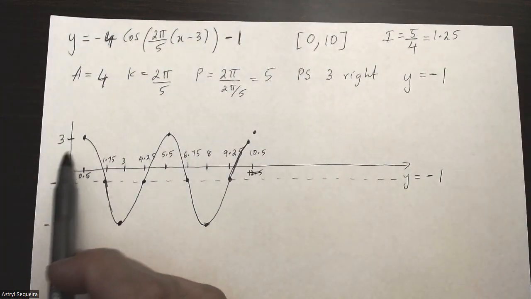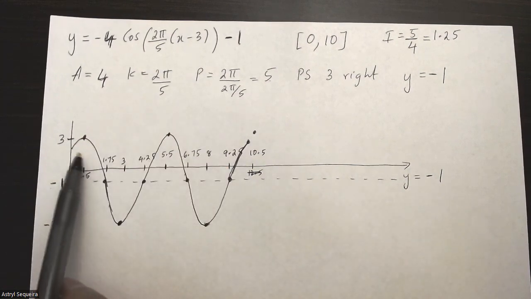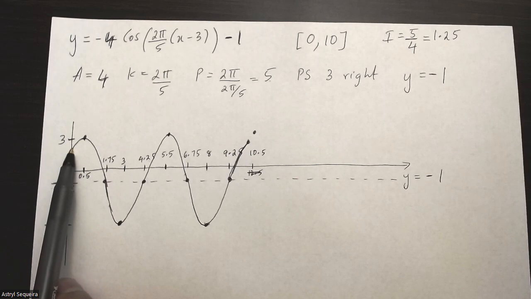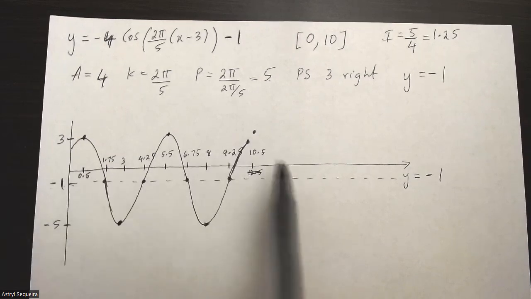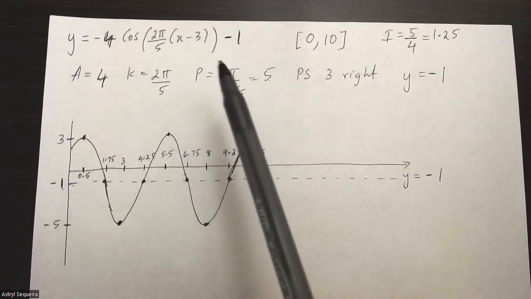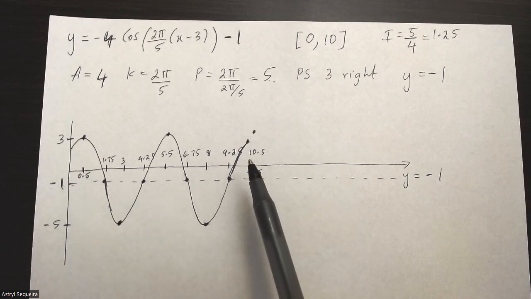On this side, I still have to fill out this little gap. I'm going to extend this and hit the axis here, and this height over here is basically the same as this height over here. In this case, we've drawn 2 complete cycles because our period for this function is 5, and we've drawn it between 0 and 10.